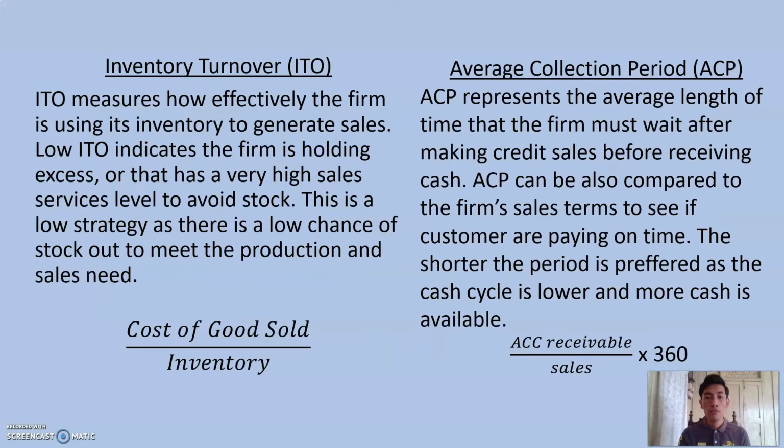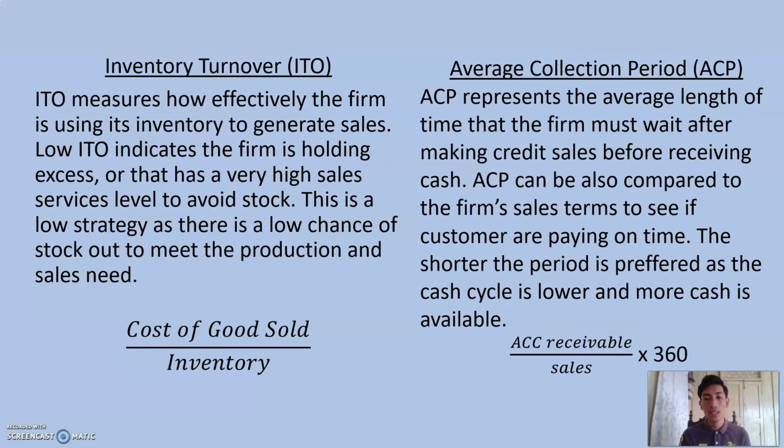Activity ratios have four components. Firstly, inventory turnover or ITO. ITO measures how effectively the firm is using its inventory to generate sales. Low ITO indicates the firm is holding excess inventory or has a very high sales service level to avoid stock-outs. This is a low-risk strategy as there is a low chance of stock-out to meet production and sales needs. The formula for ITO is cost of goods sold divided by inventory.